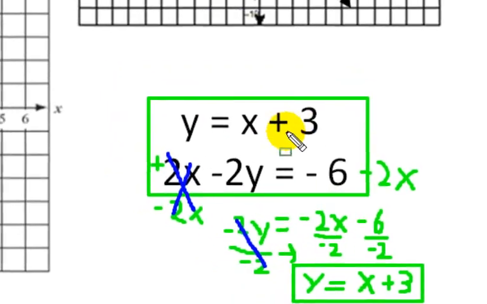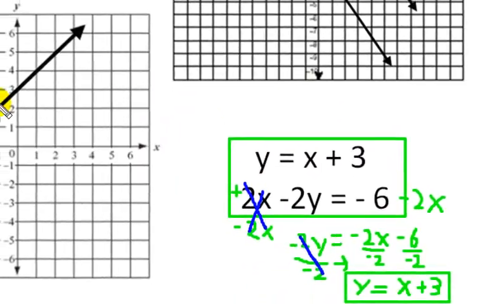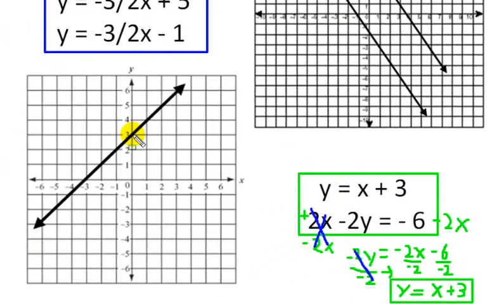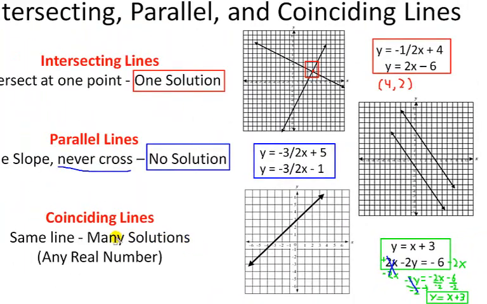Okay, so now looking at this equation that I just rewrote in slope-intercept form, it is the same as this equation. So if I do graph these, I have a y-intercept of 3 and a slope of 1, so I'd go up 1 over 1, up 1 over 1. Okay, so these are coinciding lines, so what that means is we'll have many solutions. There's a lot of different solutions we can have.